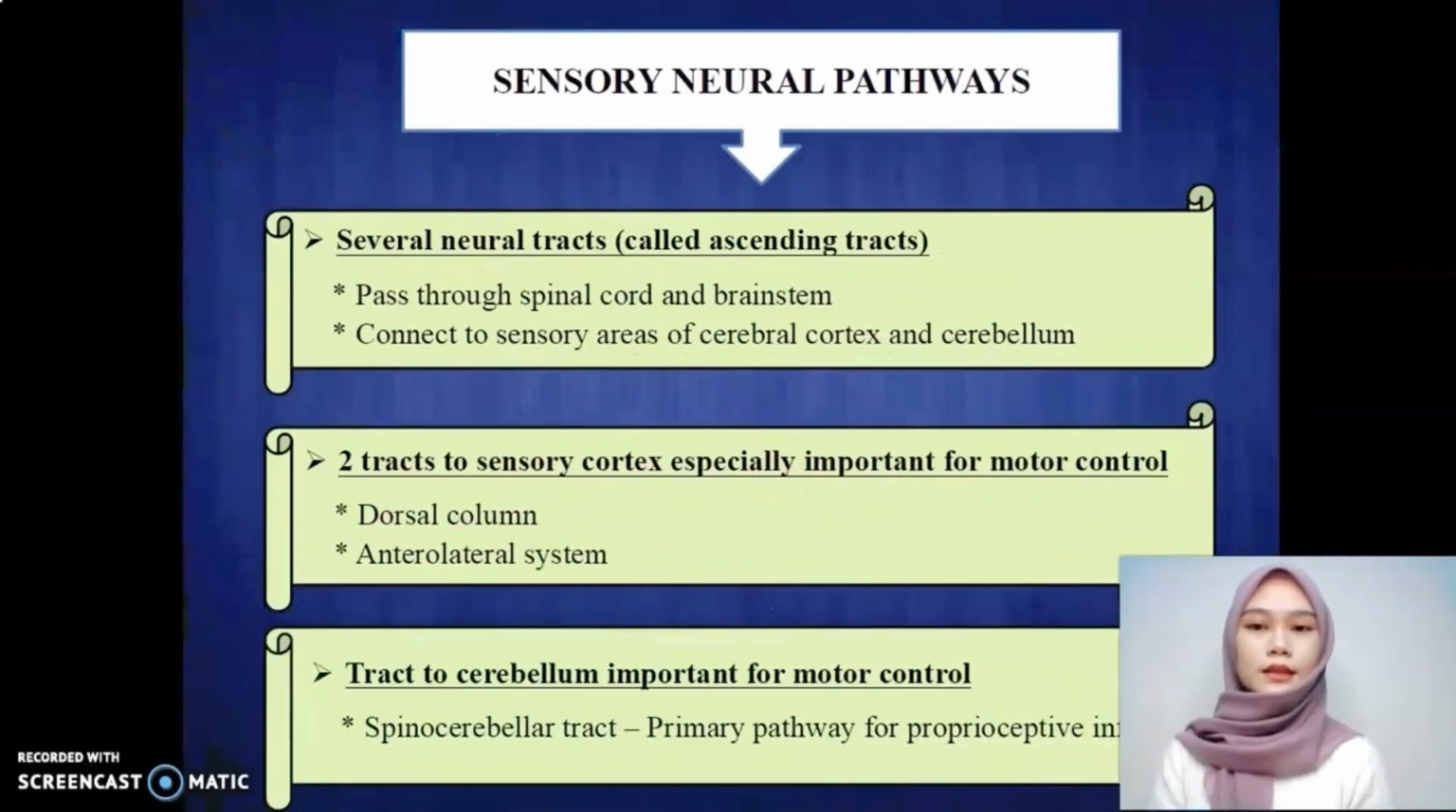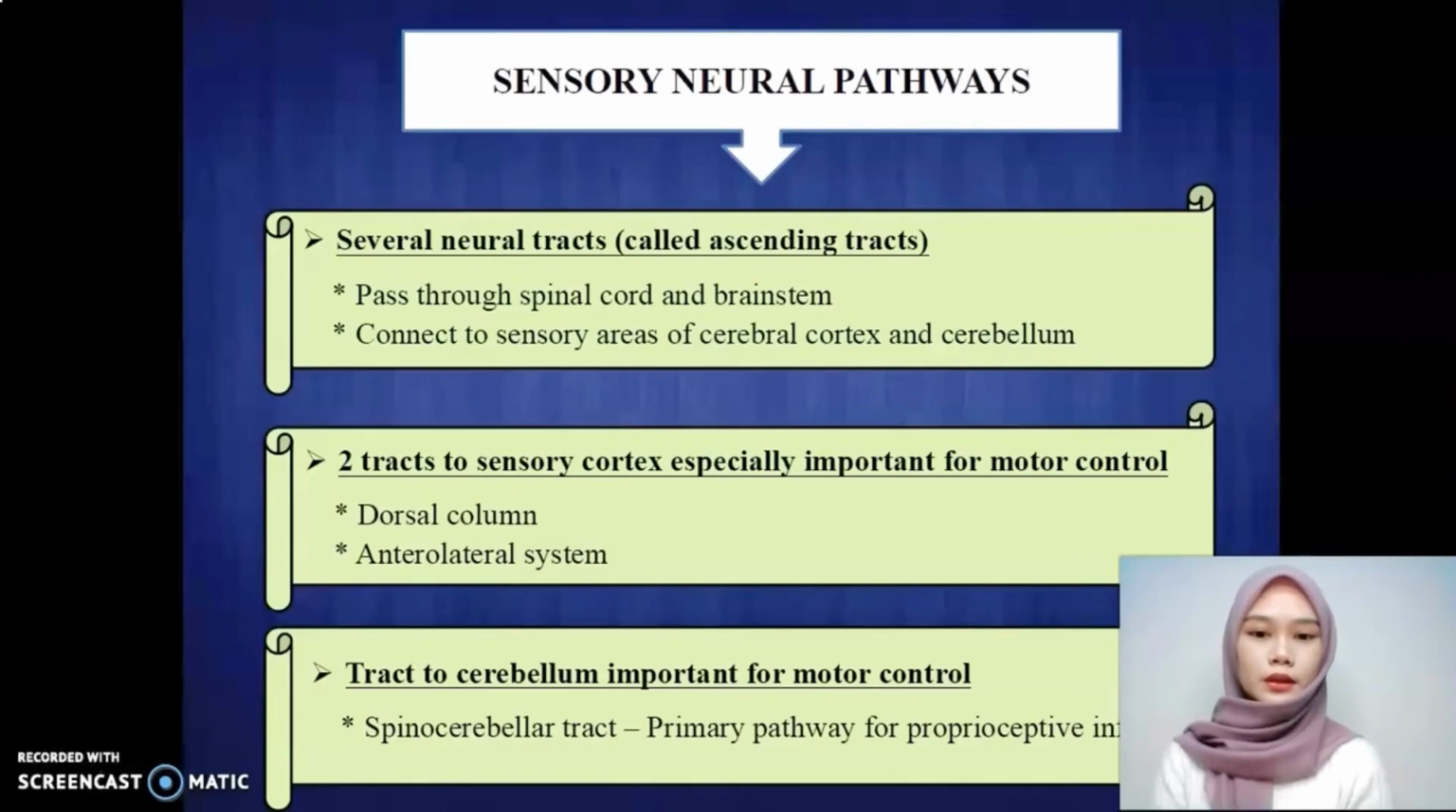Next is sensory neural pathways. A sensory pathway that carries peripheral sensations to the brain is referred to as an ascending pathway or ascending tract. The various sensory modalities each follow specific pathways through the CNS. It passes through the spinal cord and brainstem, and it connects to sensory areas of the cerebral cortex and cerebellum. The two tracks to the sensory cortex are especially important for motor control.